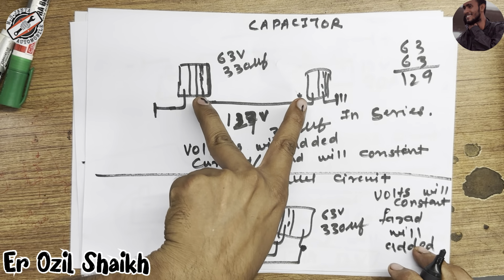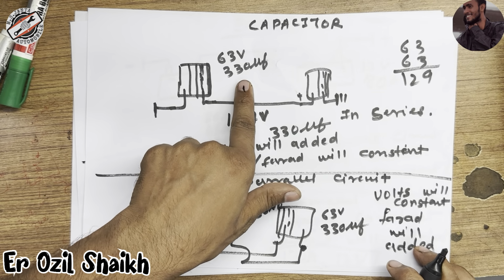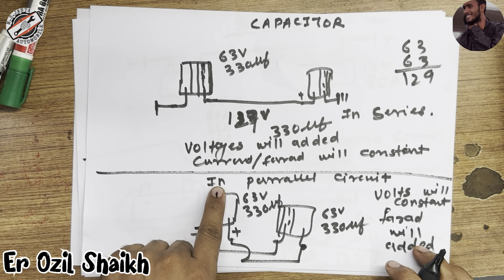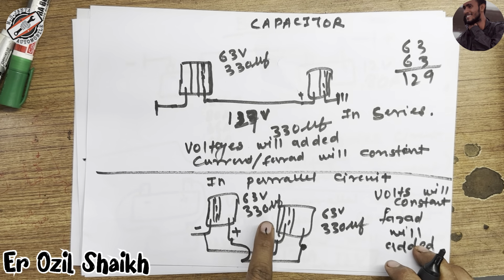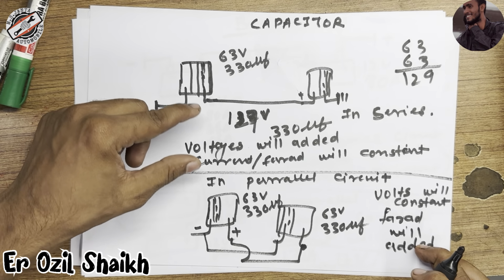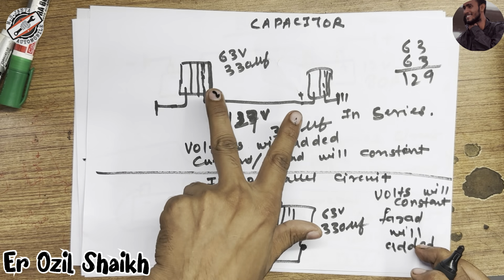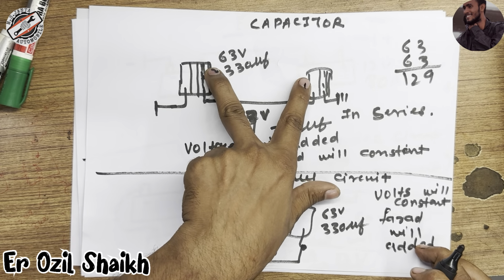If we connect the capacitor in series, the voltage will increase, and the farad is constant. If we connect the capacitor in a parallel circuit, at that time voltage will be the same, but microfarad will be added. So this is very important. Suppose you need a 126 volt capacitor, but you don't have one, so you can add two capacitors and install them.